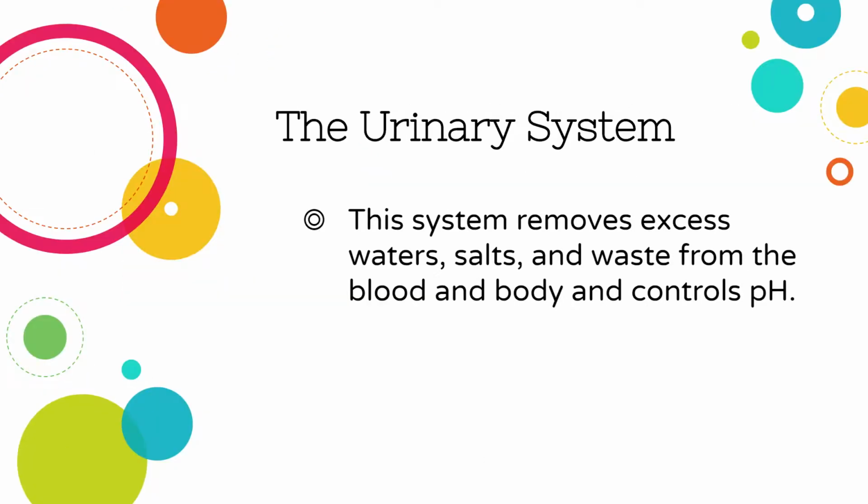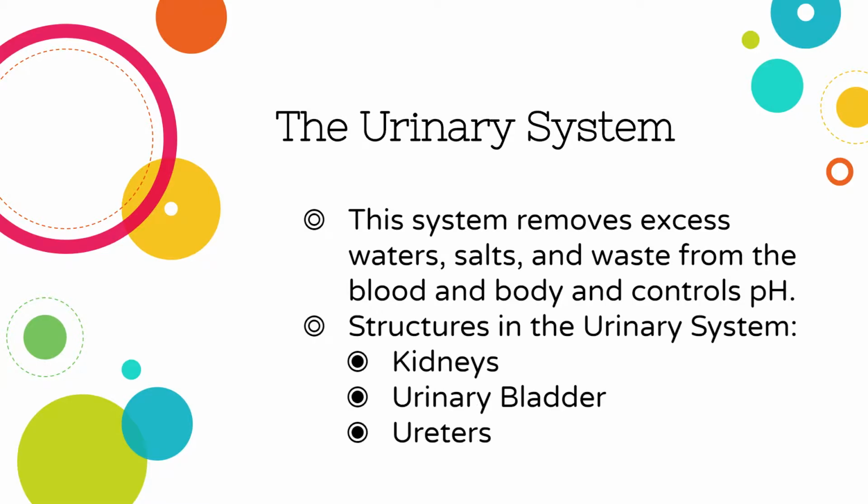The urinary system removes excess waters, salts, and waste from the blood and body, and it controls pH. Structures in the urinary system include the kidneys, urinary bladder, and ureters.